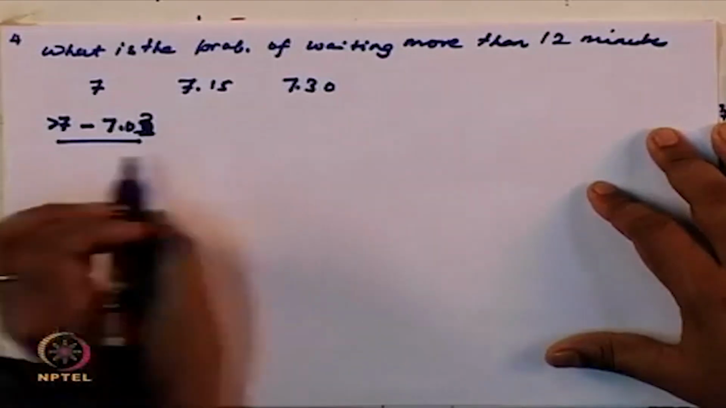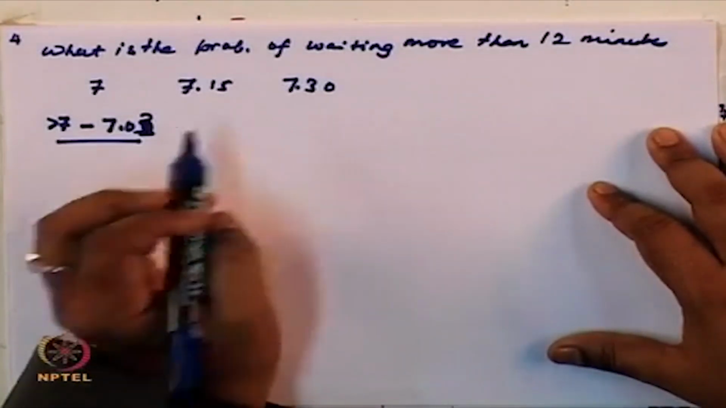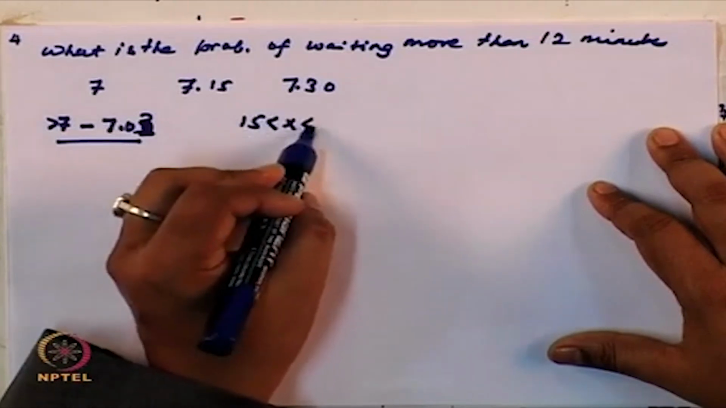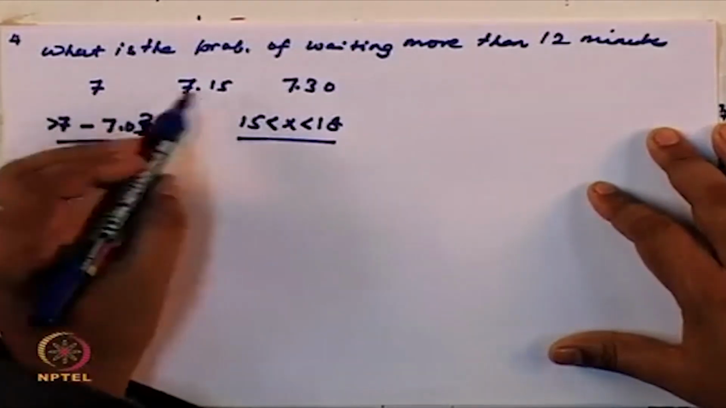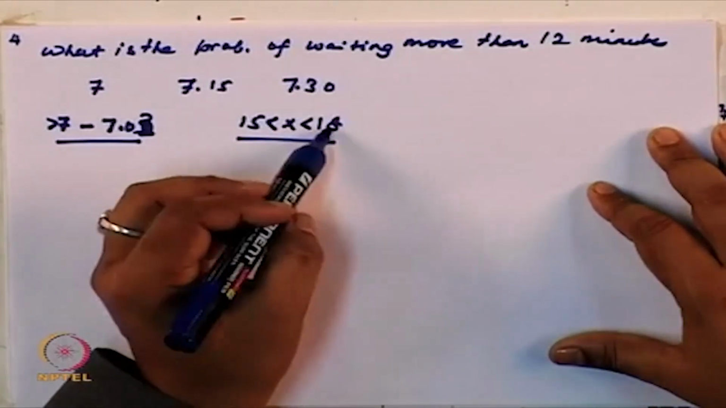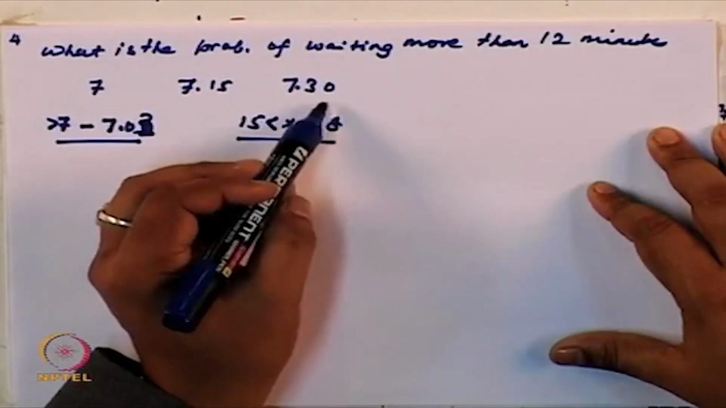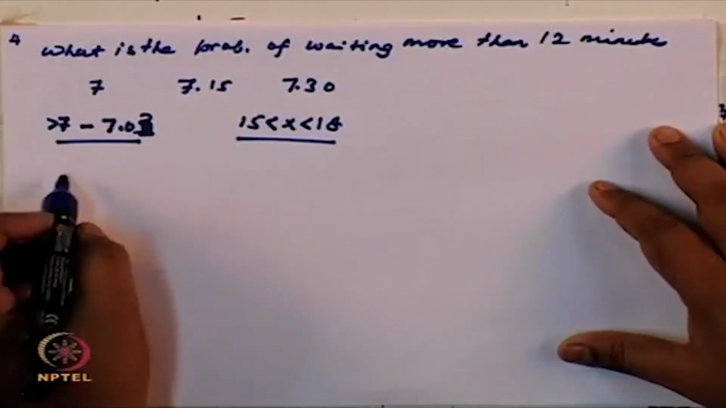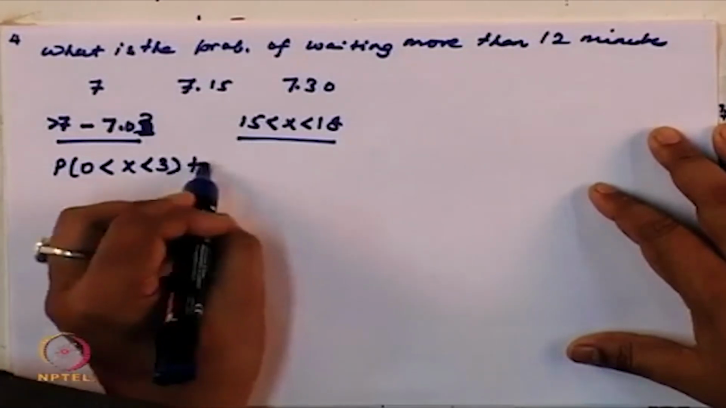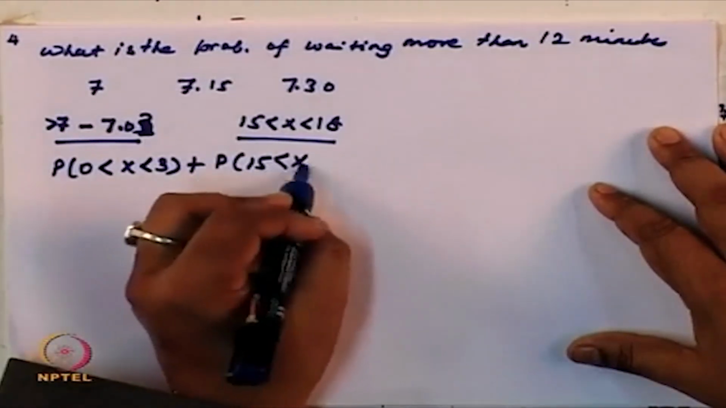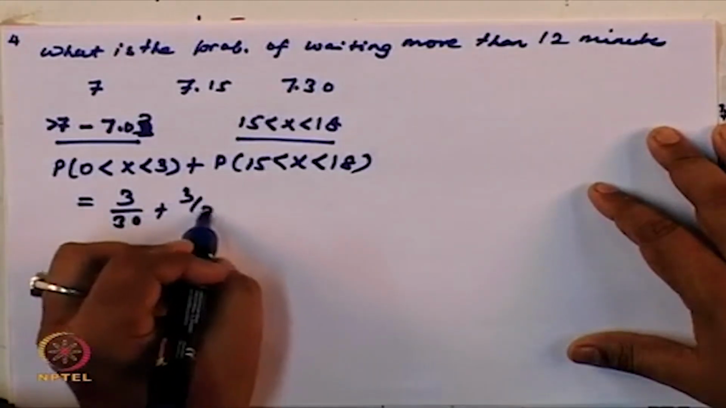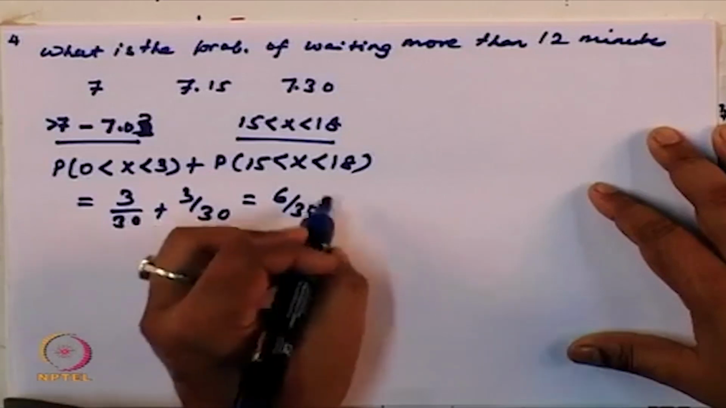Similarly, he can arrive any time between right after 15 to 18. If he arrives just after 15, then he would have to wait for 30 minutes, which is more than 12 minutes, and the latest he can arrive is 7:18. In that case, he will have to wait for exactly 12 minutes. So, my probability is nothing but probability of 0 less than x less than 3 plus probability of 15 less than x less than 18, equal to 3 by 30 plus 3 by 30 equal to 6 by 30, nothing but 1/5.